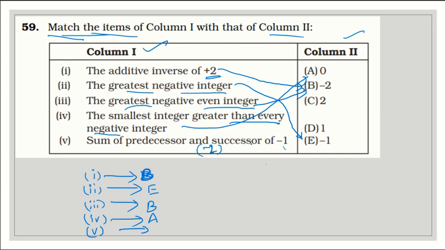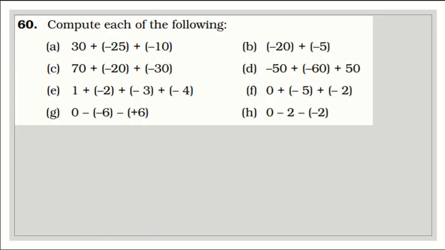and the successor of minus 1 we will find by adding 1 to it. So 1 added to minus 1 gives 0. So their sum is minus 2. Therefore for this also, B only matches. So B is the matching option for 1, 3 and 5. Very good, bumper one. Now let's come to the next and last question.